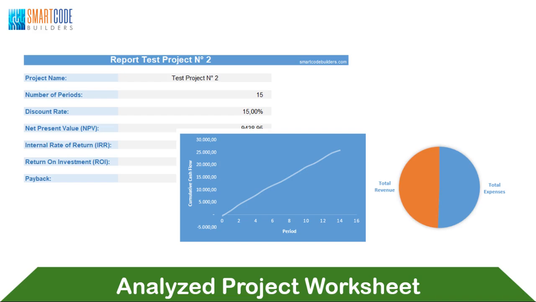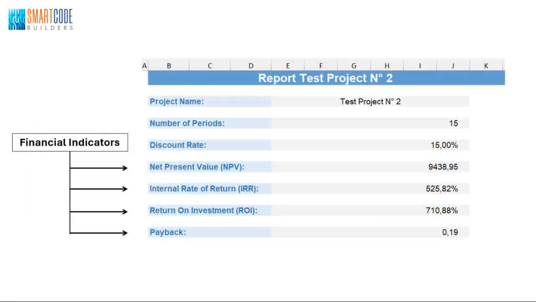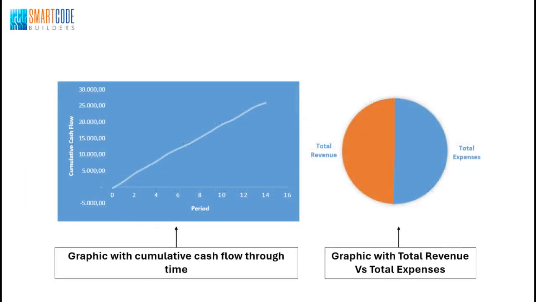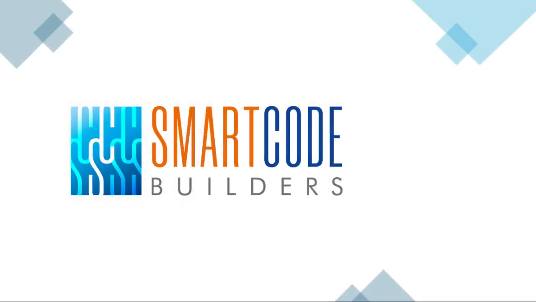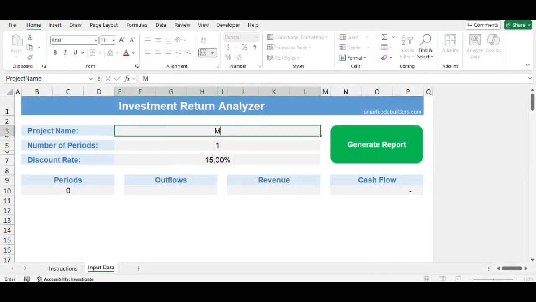In the case of specific sheets for analyzed projects, these are composed of 3 sections: project summary with relevant information, graphs, and final summary. We'll explain how our template works and provide relevant information through an example.